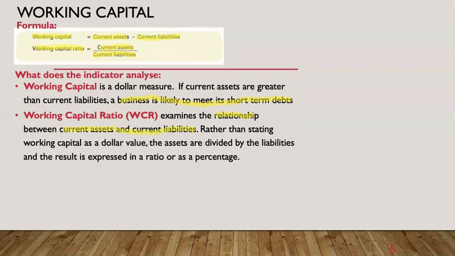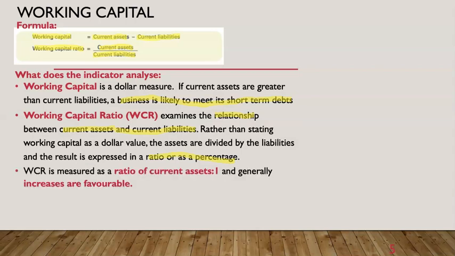So rather than stating the working capital as a dollar value, the assets are divided by the current liabilities and gives us a ratio or percentage. This allows us to look at trends and analyze between different businesses. Working capital ratio is measured as a ratio of current assets to 1. So how much more current assets do we have to every $1 of current liabilities? And generally, and we'll look at this in a second, increases are favourable.